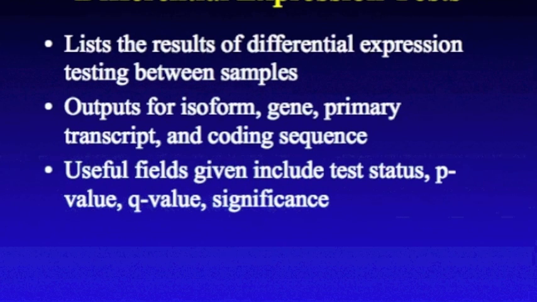The test status can tell you if the test was successful, if a test was not done, or if the test succeeded but the result may be compromised. Q-value gives you the multiple hypothesis FDR-adjusted p-value, and significance gives you a simple yes or no answer to whether this differential expression is something noteworthy.